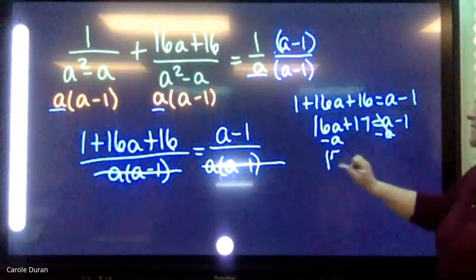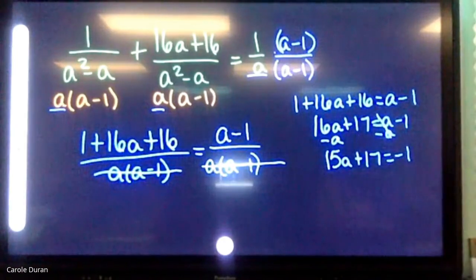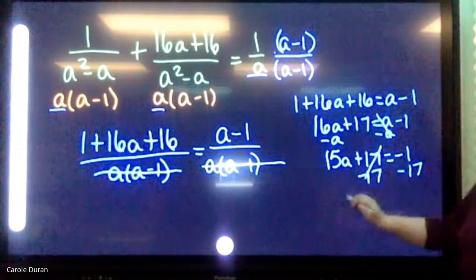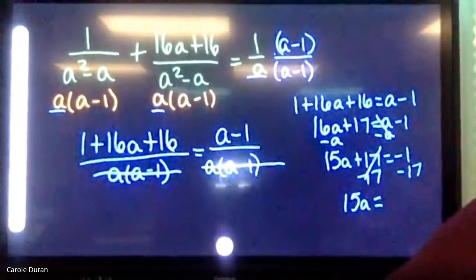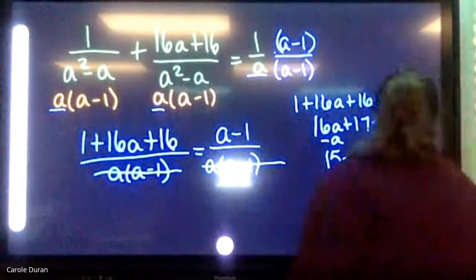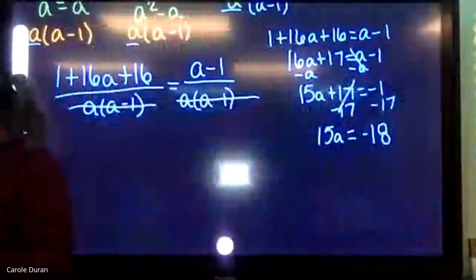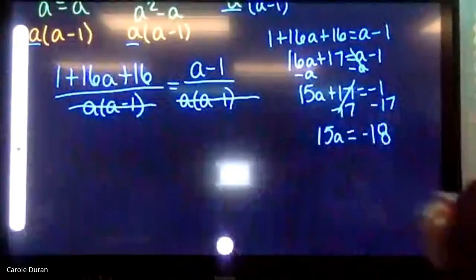So now I have 15A plus 17 equals negative 1. Subtract the 17. Then I get 15A equals, what's negative 1 minus 17? Negative 18. So now I have 15A equals negative 18. What do I do now? Divide by the 15. Do I do it from one side or both sides, Camden? Awesome.